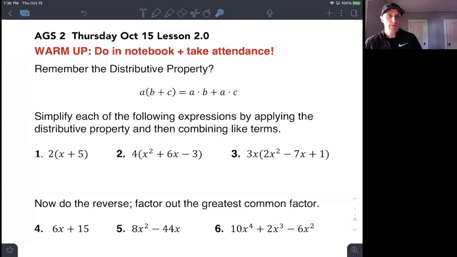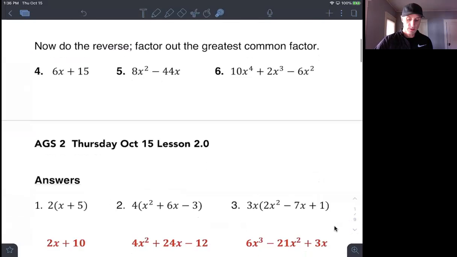All right, so here's the warm-up. Pause if you still need to do this. And here are the answers.